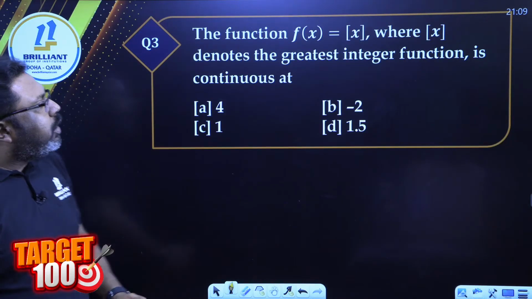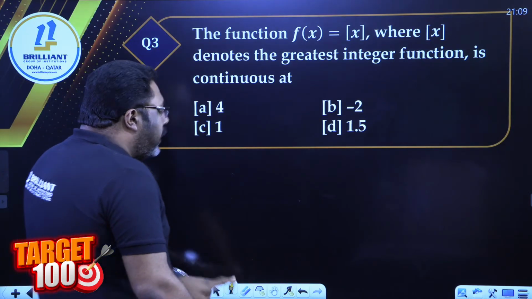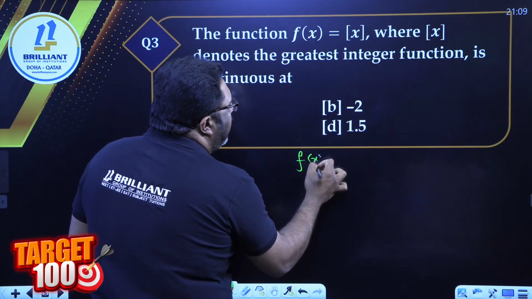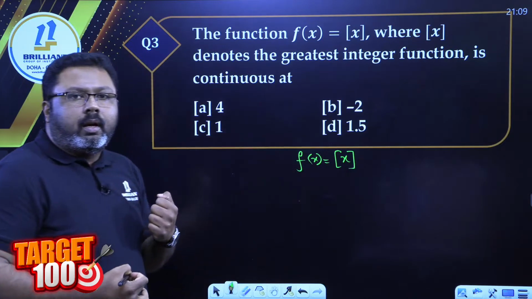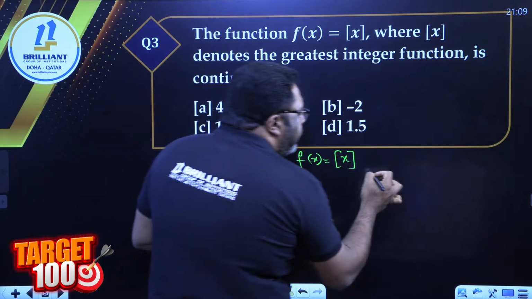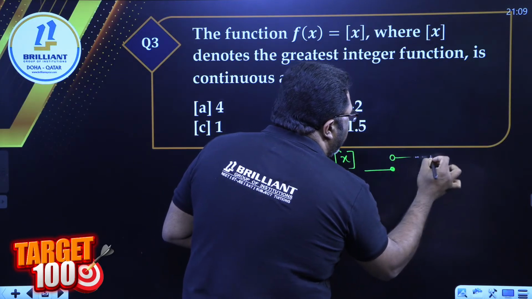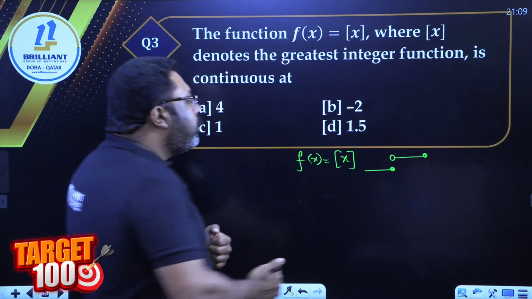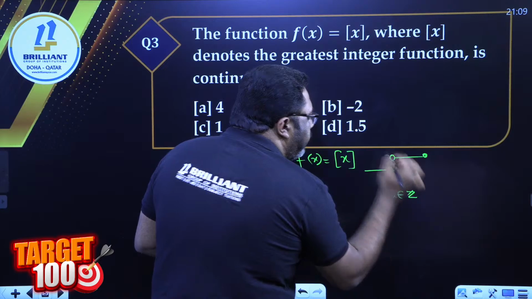Okay, let's go for question number 3. What is the question about? It's about another function called the greatest integer function. I believe everybody knows what a greatest integer function is. A greatest integer function always breaks. It breaks when the value of x is an integer.